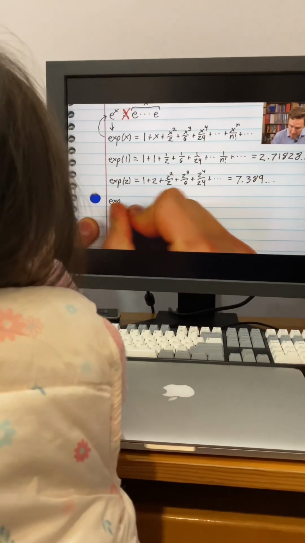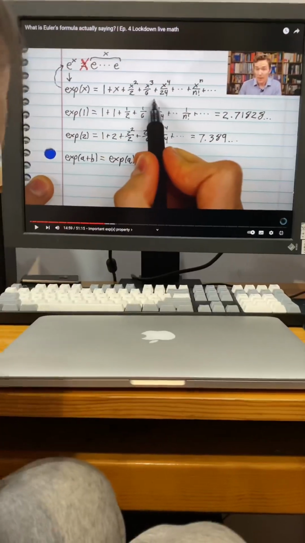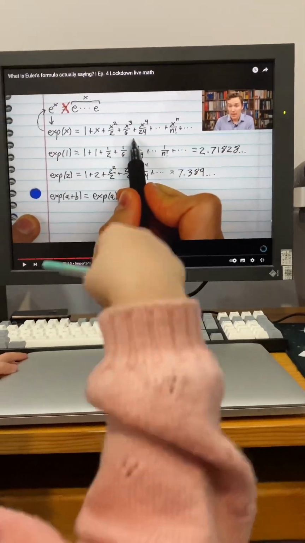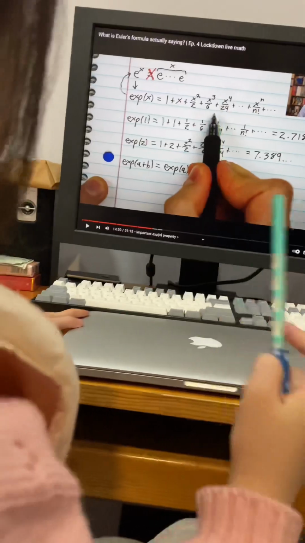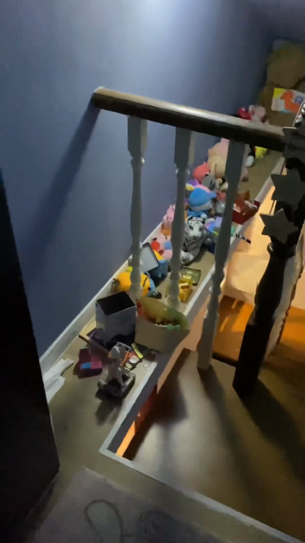Exp of a plus b is actually the same thing as e power a plus e power b. Same as that, e power a plus e power b is equal to e power a plus b. Yes, and it's equal to e power q.